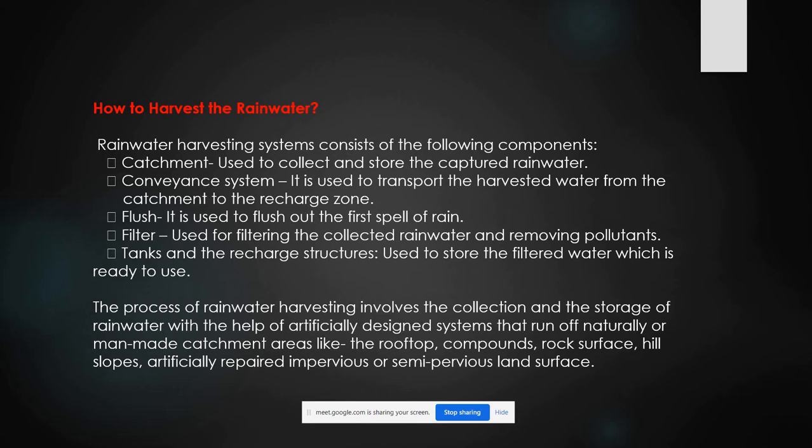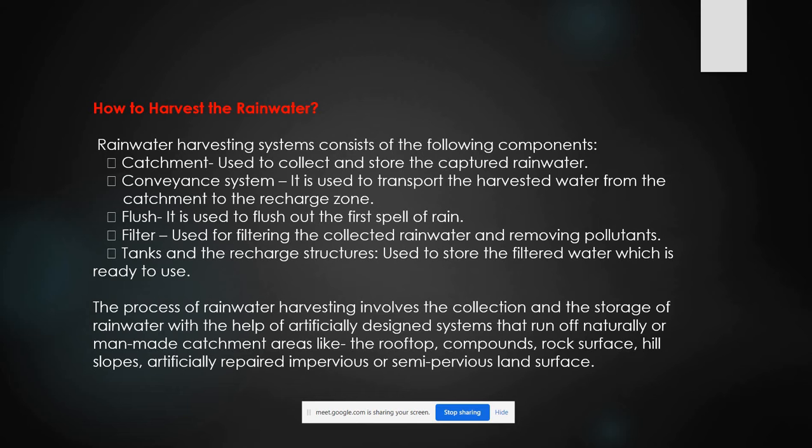The rainwater harvesting system consists of the following components: catchment, used to collect and store the captured rainwater; conveyance system, used to transport the harvested water from the catchment to the recharge zone; flush, used to flush out the first spell of rain; filter, used for filtering the collected rainwater and removing pollutants; tanks and the recharge structure, used to store the filtered water which is ready to use.